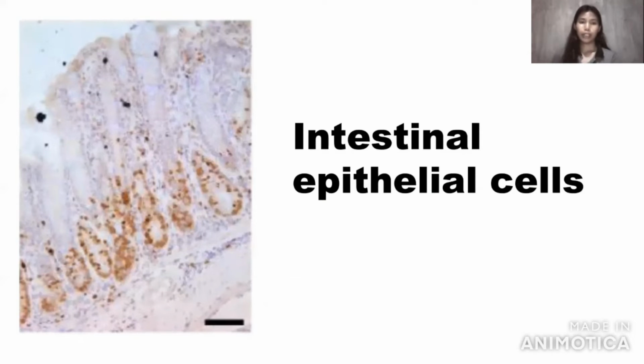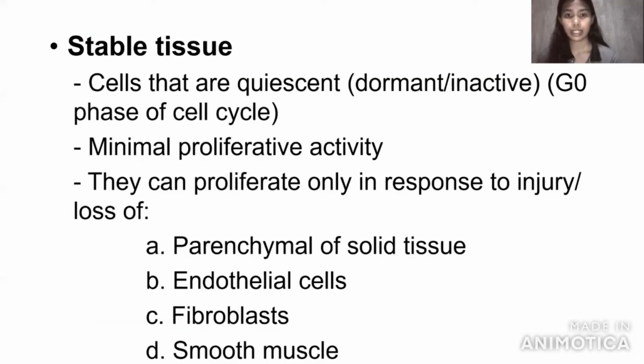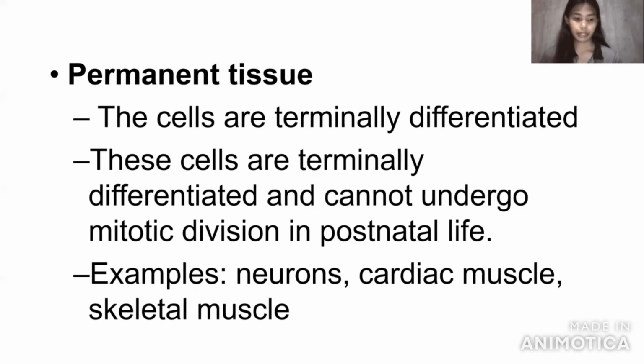Okay. So in stable tissues, these are cells that are quiescent, dormant, or inactive. They are cells which are in the G0 phase of the cell cycle. They have minimal proliferative activity. When we say minimal proliferative activity, they only respond to injury or loss of parenchymal cells of solid tissue, endothelial cells, fibroblasts, smooth muscle cells, liver, etc.